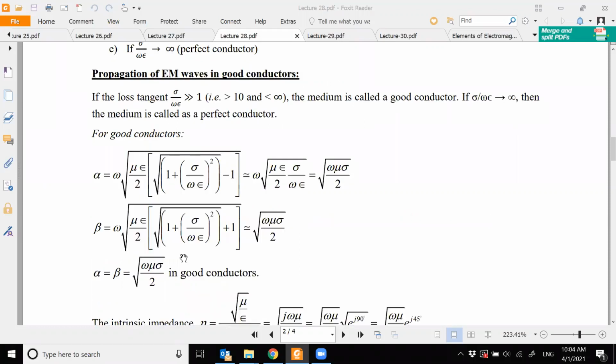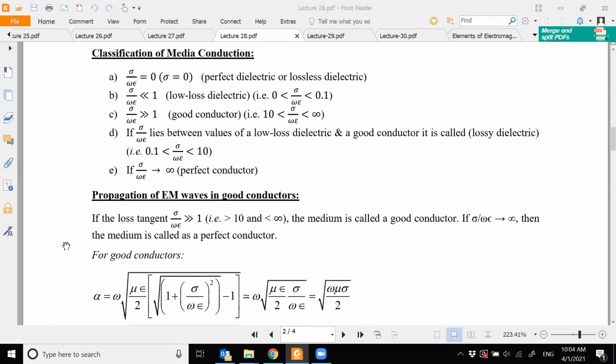Now here, we were not trying to look at this case. We were trying to look at this case, the good conductor case, and we were trying to simplify the alpha and the beta expressions for the good conductor. Because we know for the good conductor, sigma over omega epsilon is very much greater than 1.